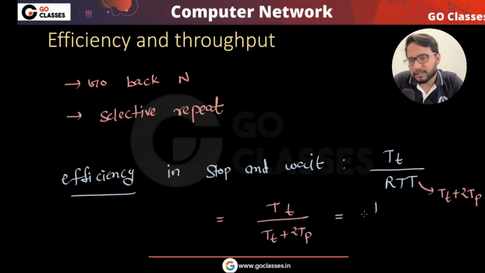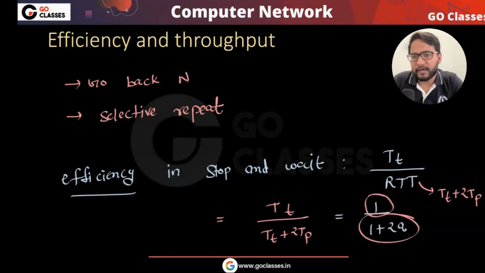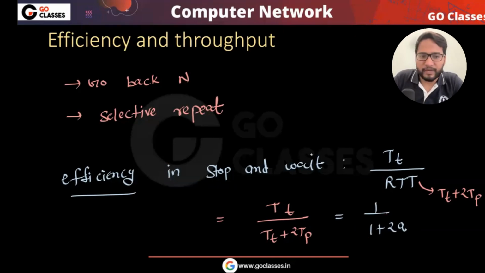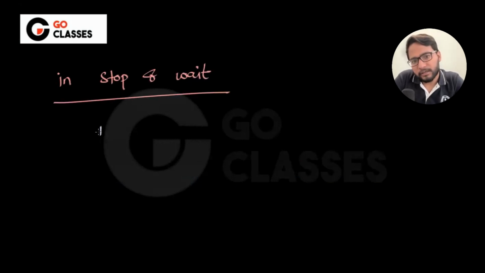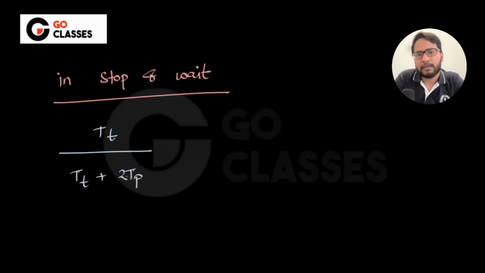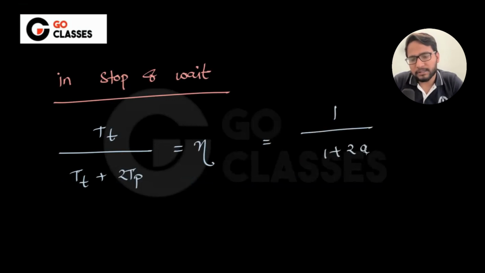Or in other words, you can say this is 1 upon 1 plus 2a. In terms of packets, you can say that these many packets you are sending and this much you could have sent. So efficiency you can write in many ways. In terms of time, you are utilizing TT out of TT plus 2TP. In terms of packets, you are sending one packet, but you could have sent 1 plus 2a packets in RTT time.